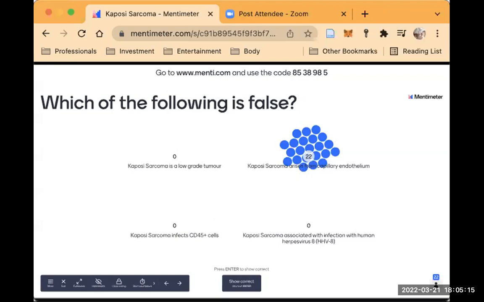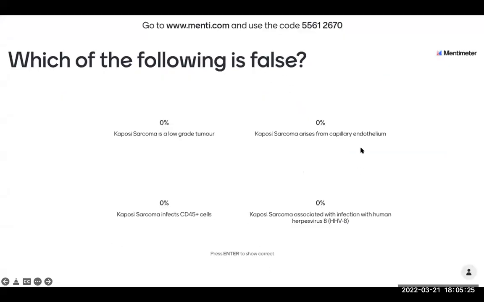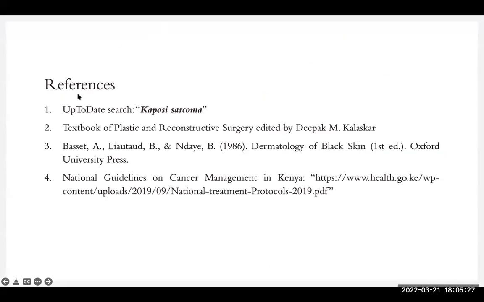I'm seeing the majority of you got it right. It tends to come from lymphatics. So yeah, guys, that's basically the majority of what you need to know for Kaposi sarcoma. If there's anything you don't understand, maybe you can ask. But that's basically it.